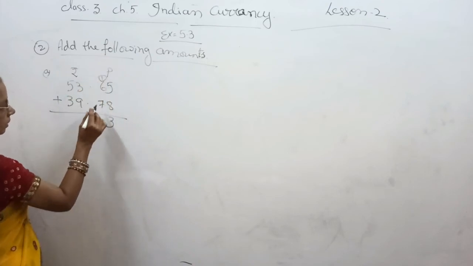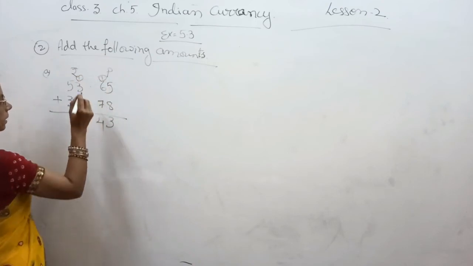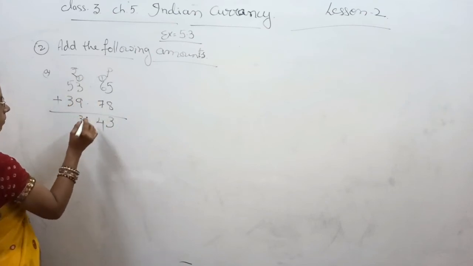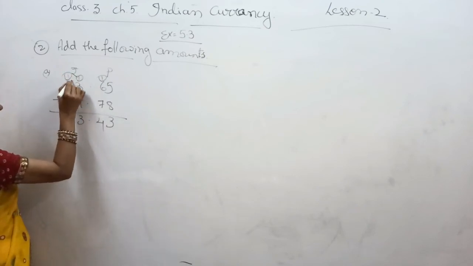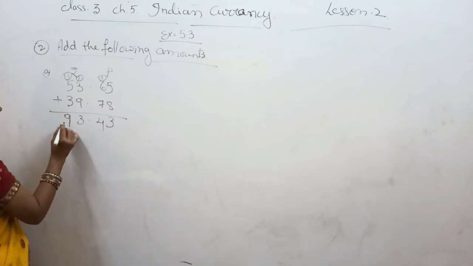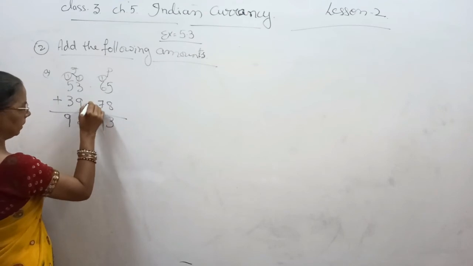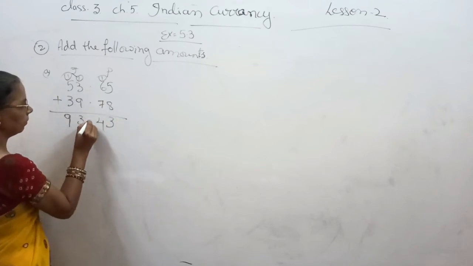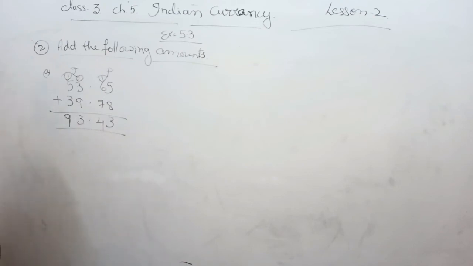1 carry. 6 plus 1, 7. 7 plus 7, it is 14. 1 carry. 3 plus 1, 4. 4 plus 9, it is 13. 1 carry. Then 5 plus 1, 6. 6 plus 3, it is 9. Now we have to say that 93 rupees 43 paise. As the point is given between the numbers, we also put a point between these numbers.